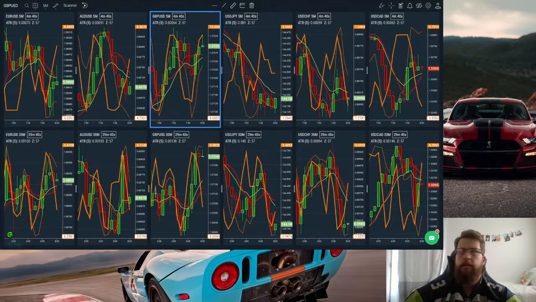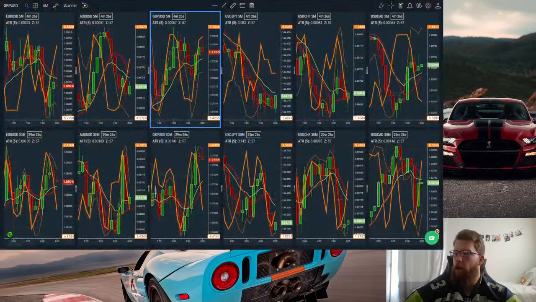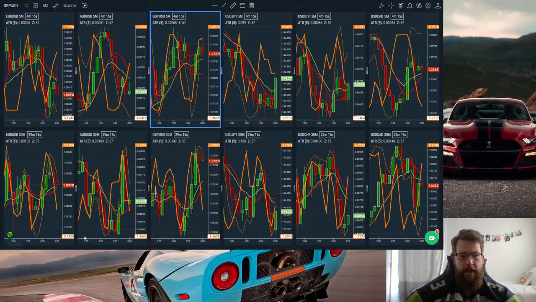Where's my... Oh, heavens, I'm missing an entire chart here. Where'd it go? I'm missing my... No wonder I don't have... I have open real estate, because I'm literally missing... Where the heck did it go? Oh, that's why. Anyway, I'll pull that up.